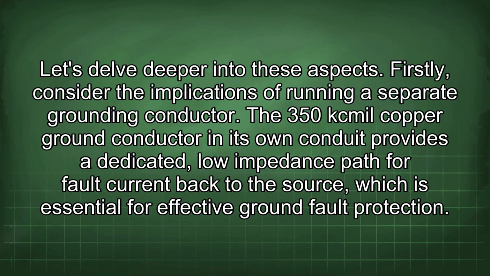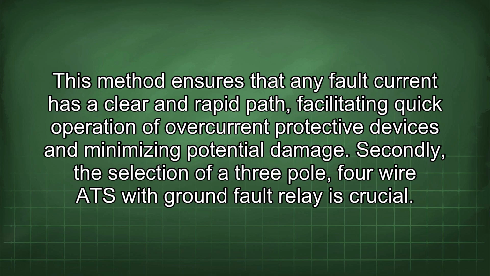Firstly, consider the implications of running a separate grounding conductor. The 350 kcmil copper ground conductor in its own conduit provides a dedicated, low impedance path for fault current back to the source, which is essential for effective ground fault protection. This method ensures that any fault current has a clear and rapid path, facilitating quick operation of overcurrent protective devices and minimizing potential damage.